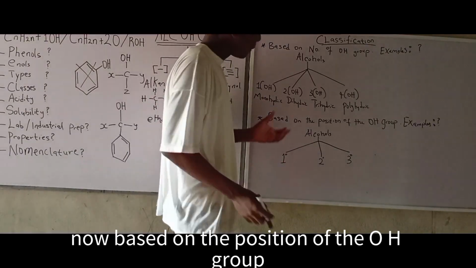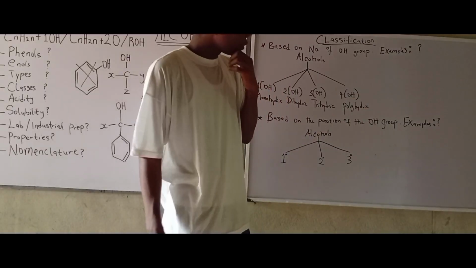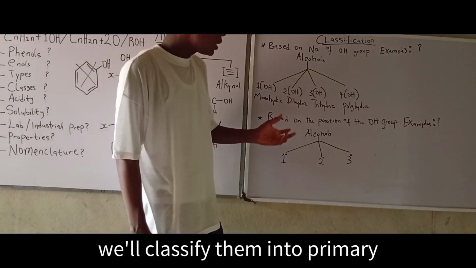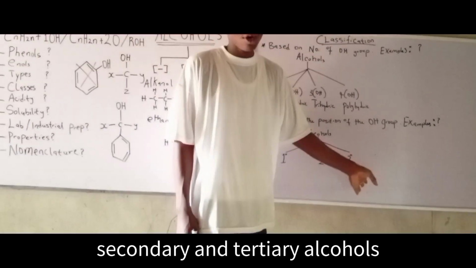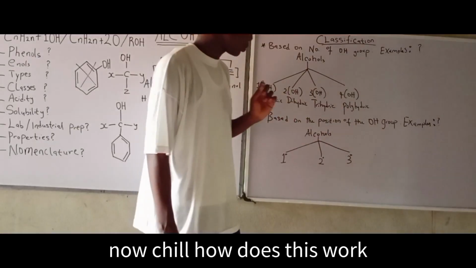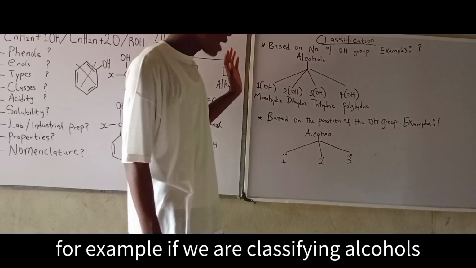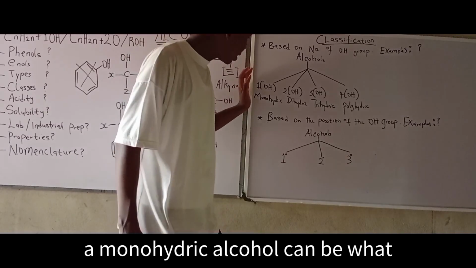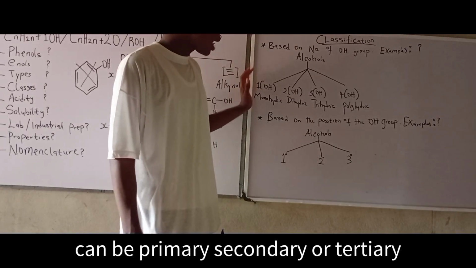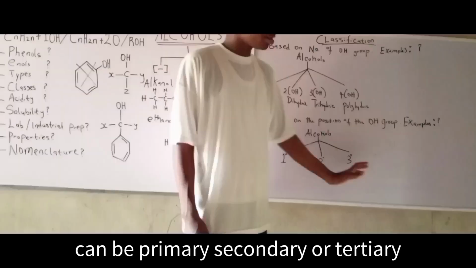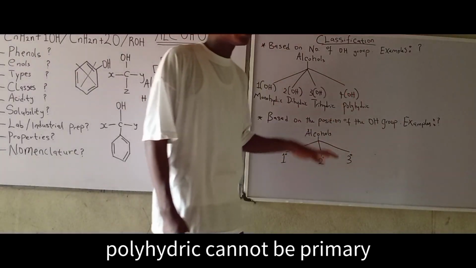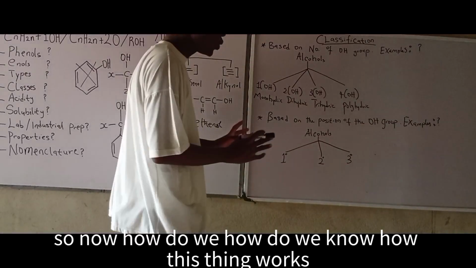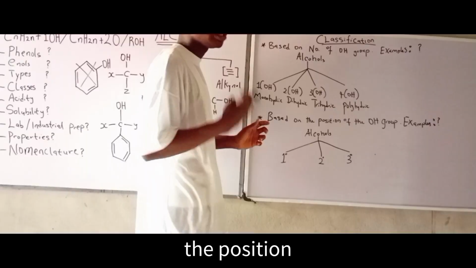Okay, welcome back. Now, based on the position of the OH group, we can also classify alcohols. We'll classify them into primary, secondary, and tertiary alcohols. Now, how does this work? For example, if we are classifying alcohols, a monohydric alcohol can be primary, secondary, or tertiary. But a dihydric, trihydric, or polyhydric alcohol cannot be primary, secondary, or tertiary. Note that. Okay? So now, how do we know how this thing works? It's very, very simple. The position.